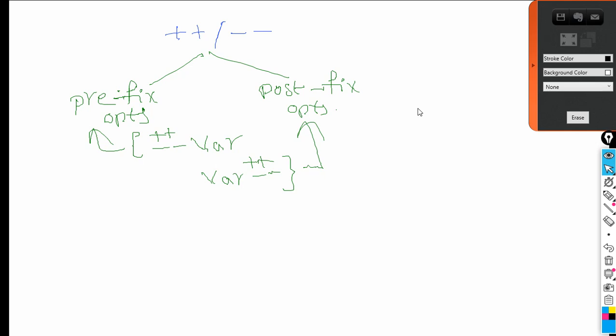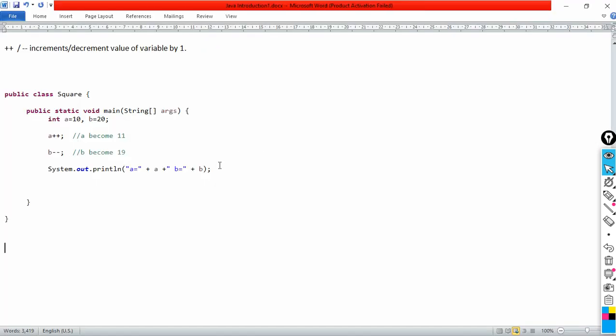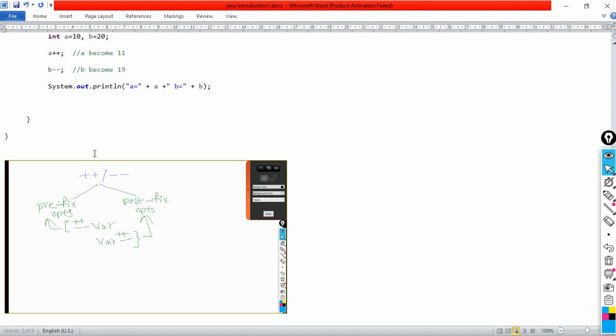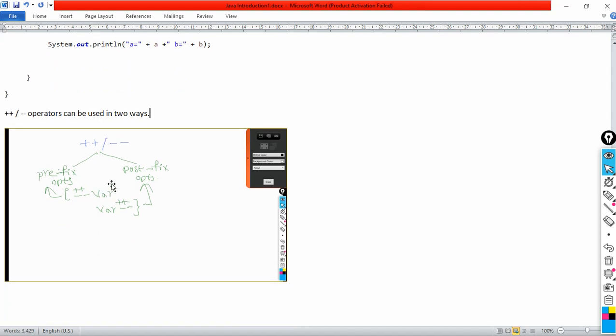Let me copy paste here. So these plus plus and minus minus operators can be used in two ways, prefix and postfix. Like this, these operators now become four types of operators.